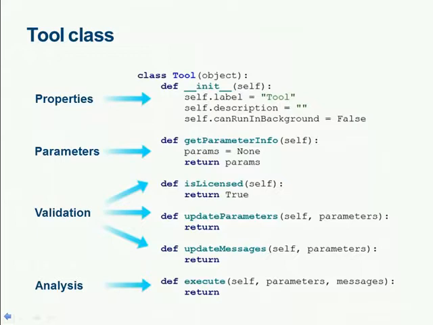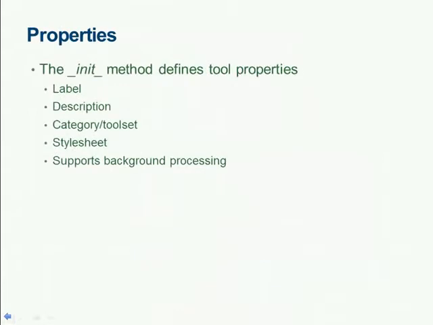Now, at a minimum, our tool class needs a definition for the initialization so we can set the properties of the tool, and we also need a definition for execute, or what happens when we run the tool. Most tools are going to have parameters, so we're going to want to define those too, but a tool doesn't have to have a parameter, so it's not required. Validation adds some additional features to the tool, but it's also not a requirement. But we'll talk about some of the reasons why you might want to add some logic to validation.